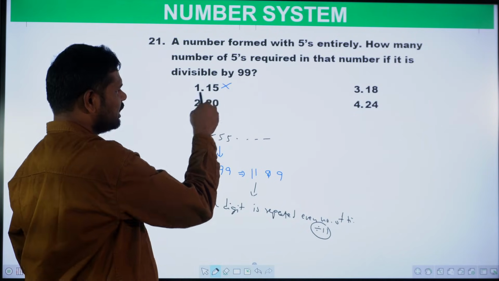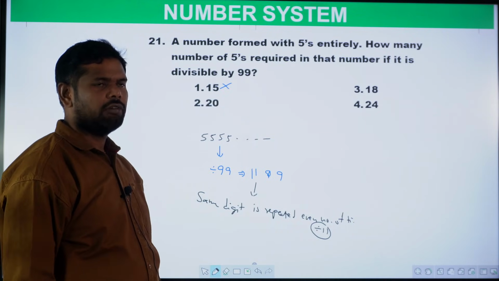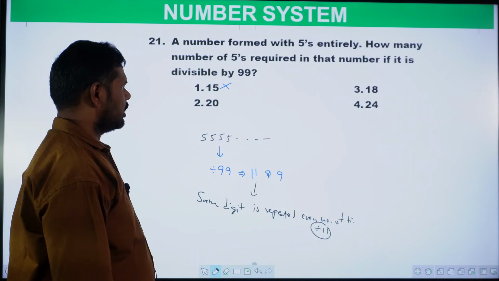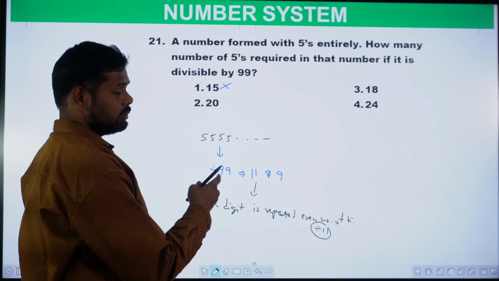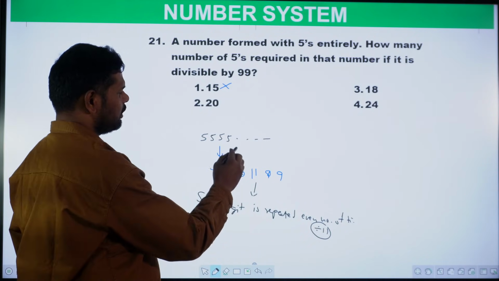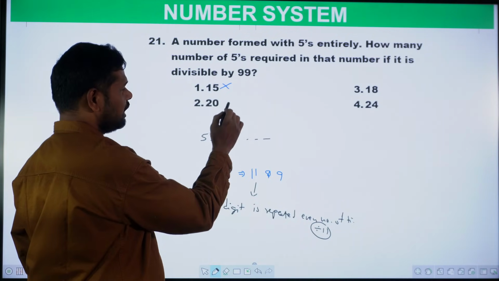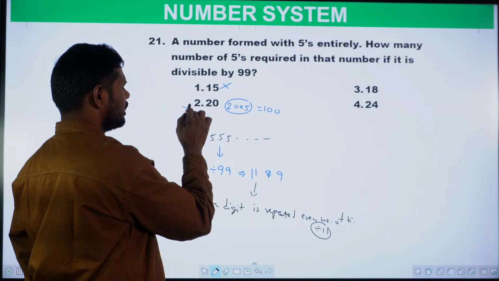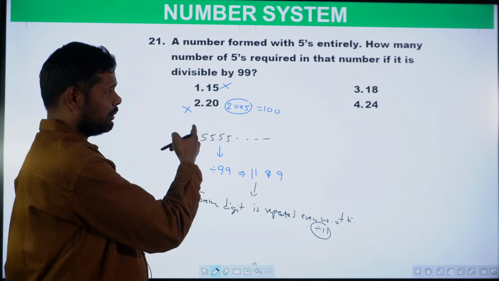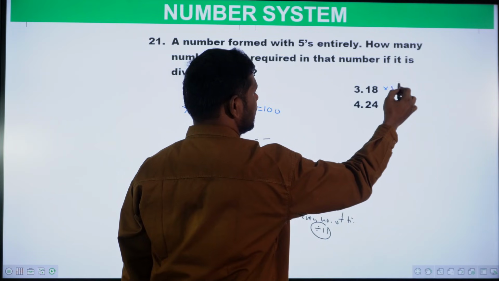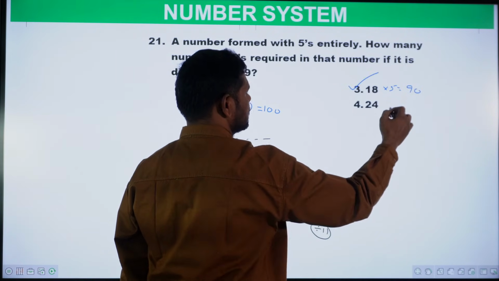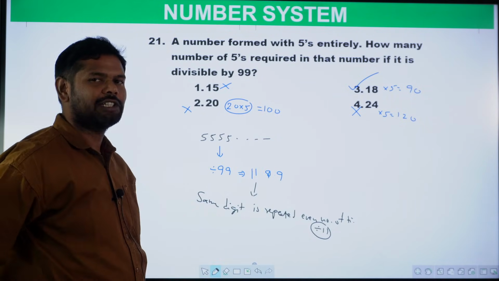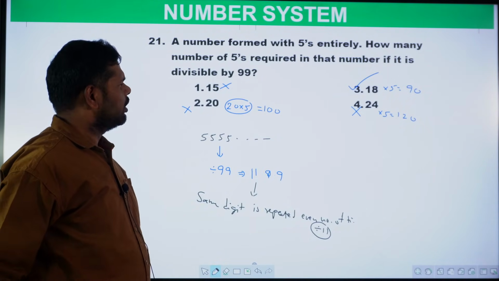So one option is directly eliminated based on that statement: 15 fives means it is not divisible by 11. The remaining 18, 20, 24 are all divisible by 11. Now the next condition, divisibility by 9 means the sum of all digits. 5, 5, 5 up to 20 times: 5 times 20 is 100, and 100 is not a multiple of 9. That's why I eliminated it. If 18 fives, that is 90, a multiple of 9. That is the answer. 24 fives is 120, which is also not a multiple of 9, eliminated. So the correct answer is 18. That's it. Simple, right?